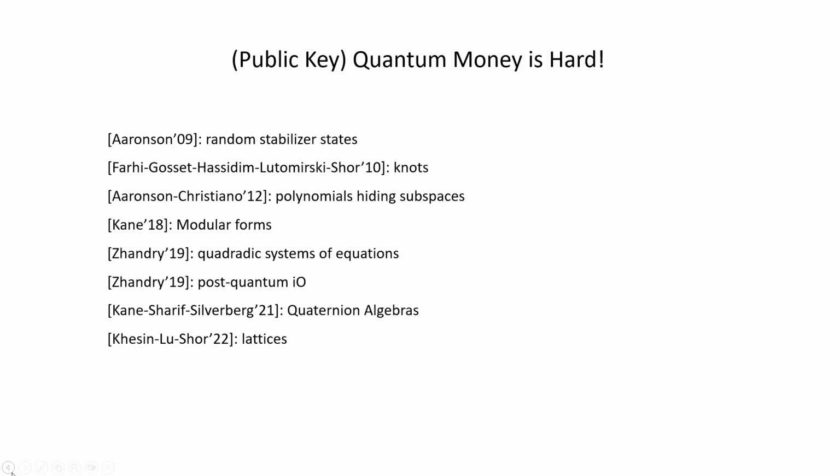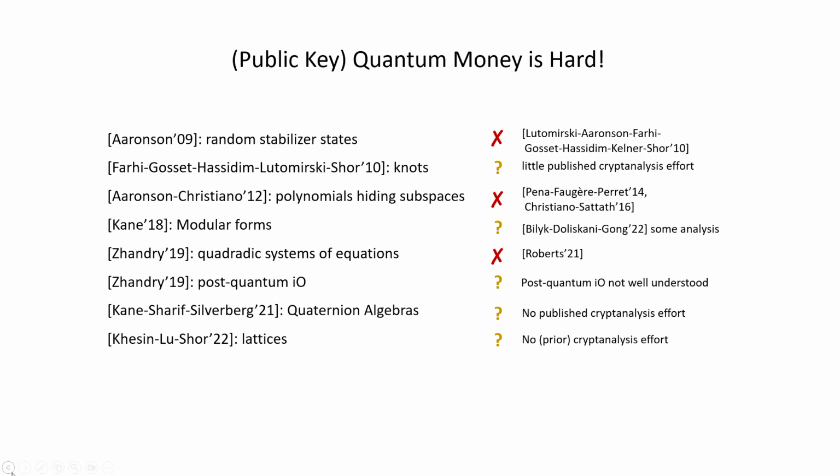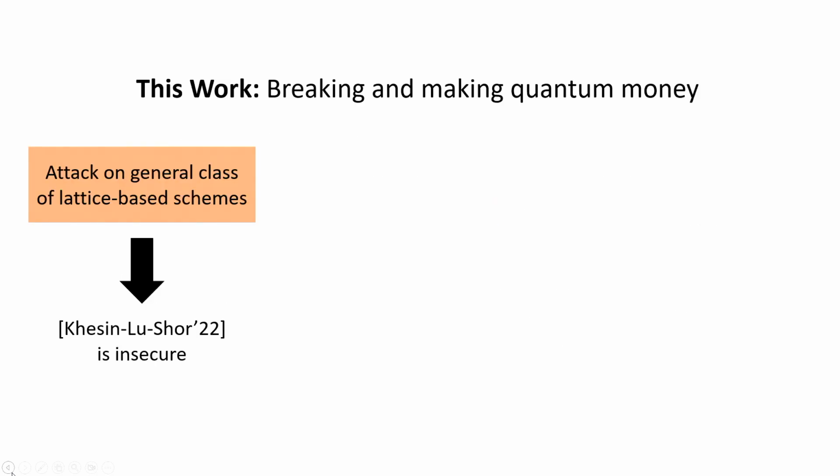Public key quantum money has been notoriously challenging to construct with provable security. There have been many proposals over the years, and this is a collection of them. Unfortunately, several of them have been broken, and the rest lack security proof relative to universally accepted computational assumptions. This work makes progress towards understanding the security of quantum money in three different parts.